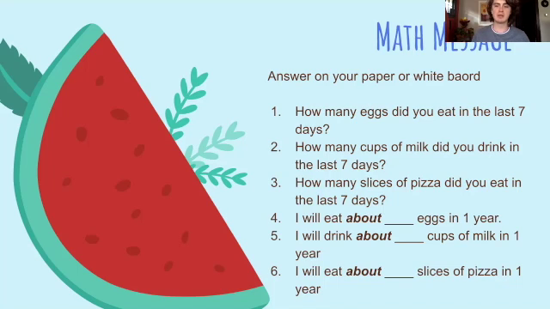So we're using our estimation skills. You can use a little bit of multiplication. And how many cups of milk will you drink in 1 year? And then the last question, I will eat about how many slices of pizza in 1 year? So you use your answers for number 1, number 2, and number 3 to help you estimate your answers for number 4, number 5, and number 6.